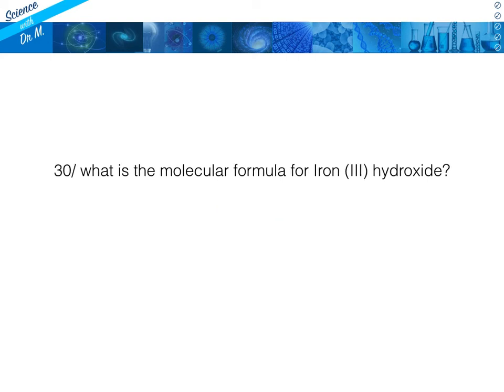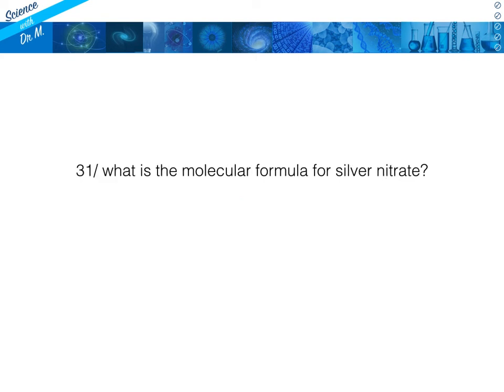Molecular formula for iron 3 hydroxide. Iron 3 hydroxide. Fe(OH)3, because this time there are 3 oxygens, 3 hydrogens, or you could say 3 hydroxide ions. Molecular formula for silver nitrate. This is the last one. Molecular formula for silver nitrate.